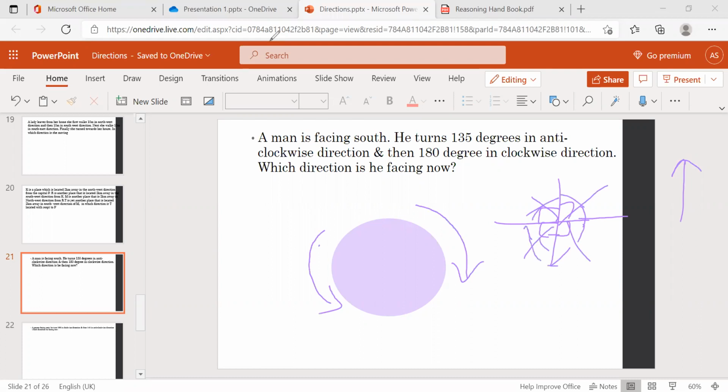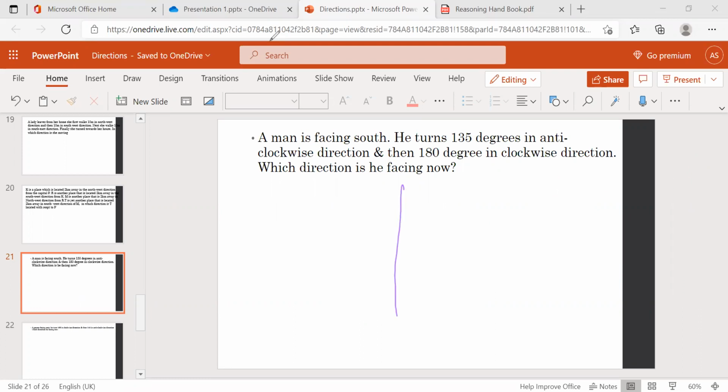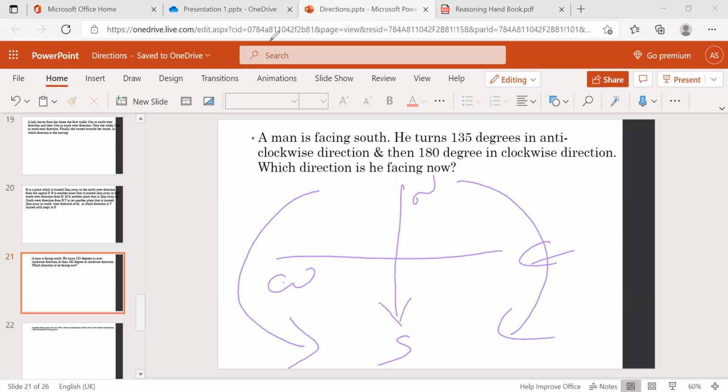So now, first take the direction, and he's facing south. That means like this, the person is here. A man is facing south. This is north, this is west, and this is east. He turned 135 degrees in anti-clockwise direction. Clockwise direction always will be like this. Anti-clockwise direction always will be like this.